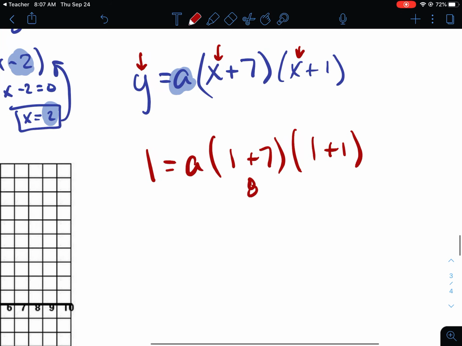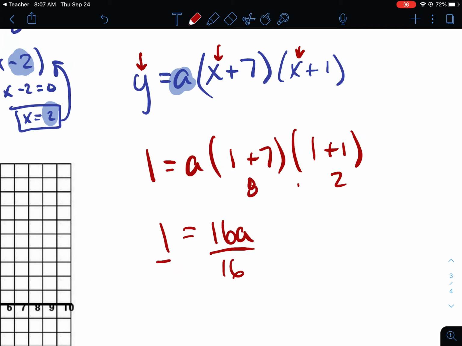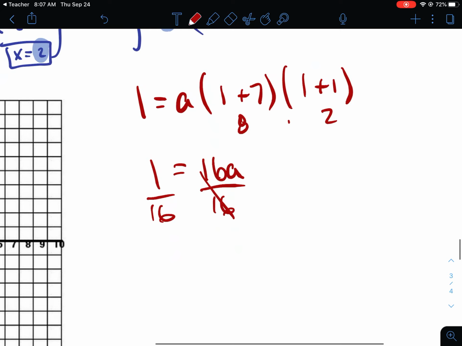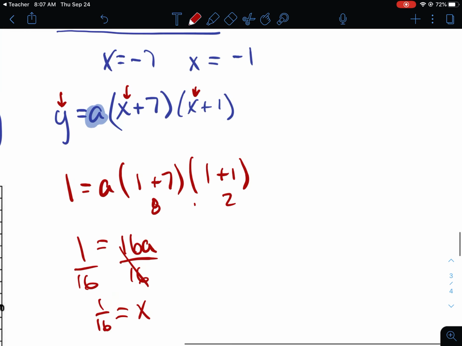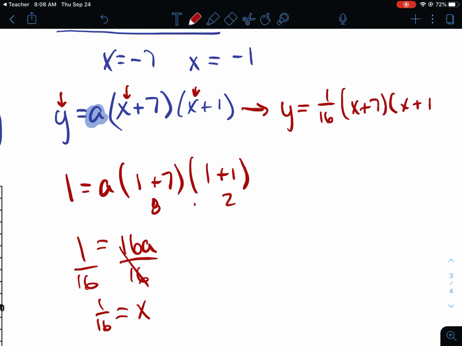1 plus 7 is 8. 1 plus 1 is 2. So I have 8 times 2, which is 16. So 1 equals a times 16, or 16a, divided by 16. So a is 1/16. So now I can write this equation in intercept form by writing 1/16 as my a, and then x plus 7 and x plus 1.